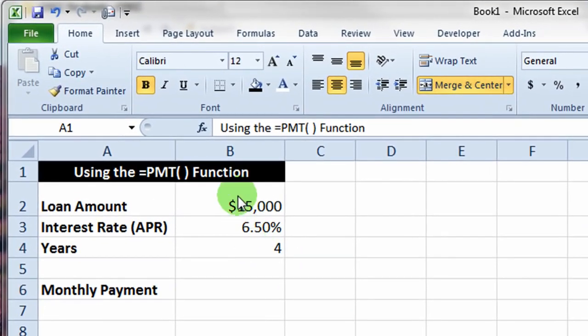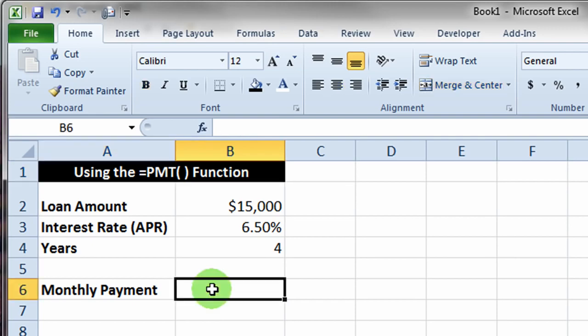So you'll notice in this example that we've already entered some text labels and a few numbers: the $15,000 loan at 6.5% interest for 4 years. So now we need to use our PMT or payment function to figure out what that monthly payment's going to be. Well, there's several ways to enter that payment function.